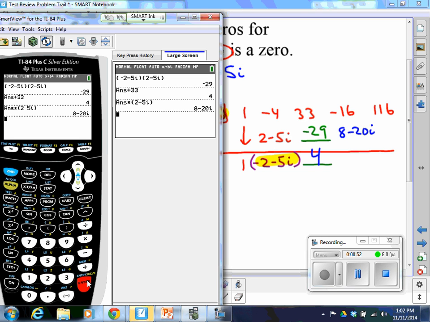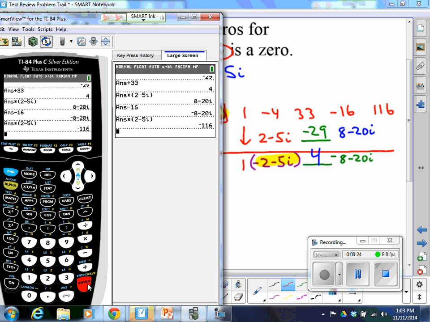We're going to add the -16 to that, which is just like subtracting 16, to get -8 minus 20i down here. And we have to multiply that by the 2 minus 5i again. So again, just hit multiply, use your parentheses, 2 minus 5i. That'll get us the -116, which we can see will get us a remainder of 0, which is what we wanted. So we did one step.